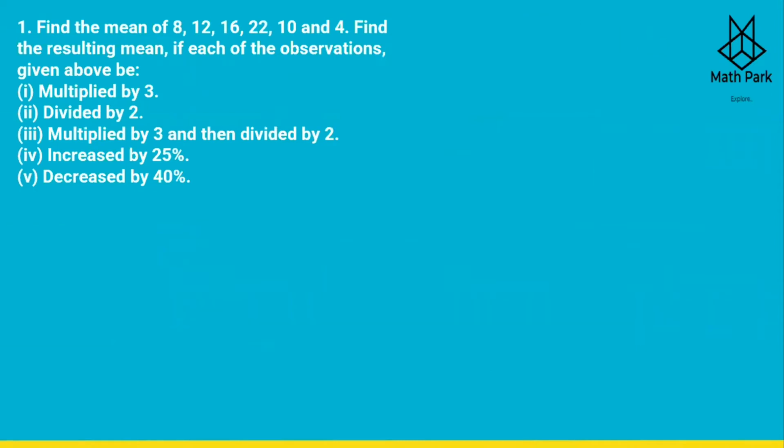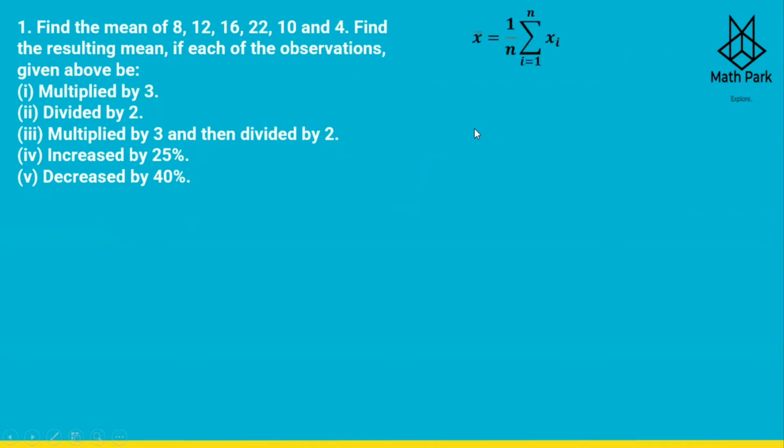So the first question here: the mean of 8, 12, 16, 22, 10 and 4. You have to find the mean of these numbers. Find the resulting mean if each of the observations is multiplied by 3, divided by 2, and so on. We have already solved these types of questions in exercise 19A. We again find the mean over here.